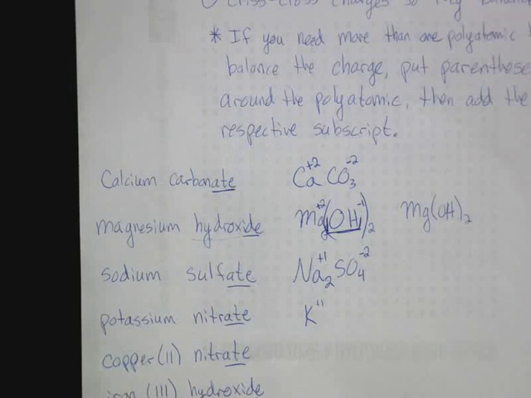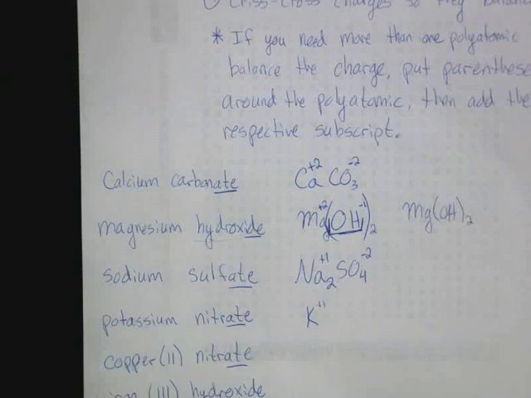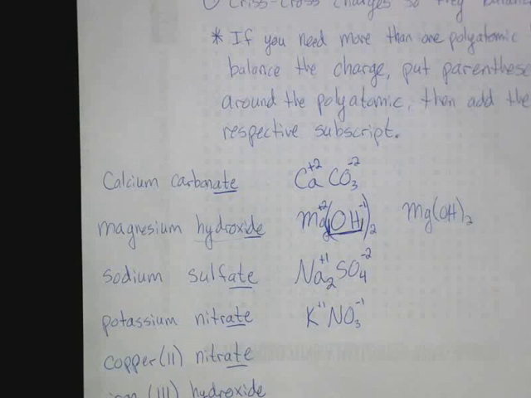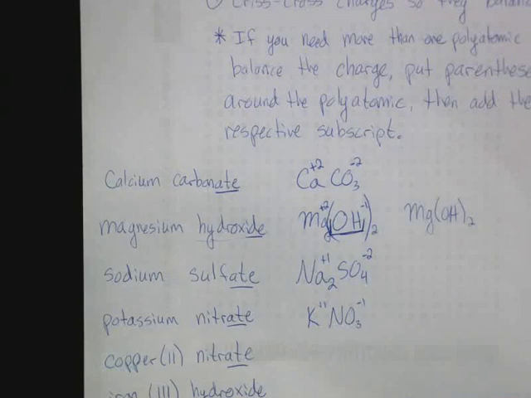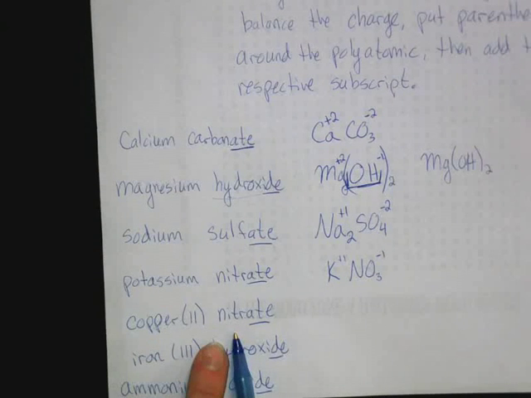Potassium nitrate. Well, potassium's a K plus 1. Nitrate is my NO3 with a -1 charge. +1, -1, they're already balanced.